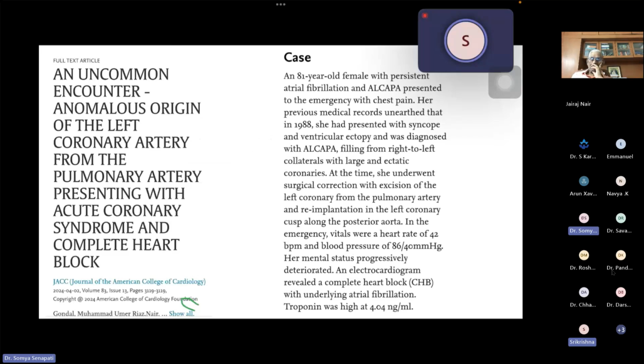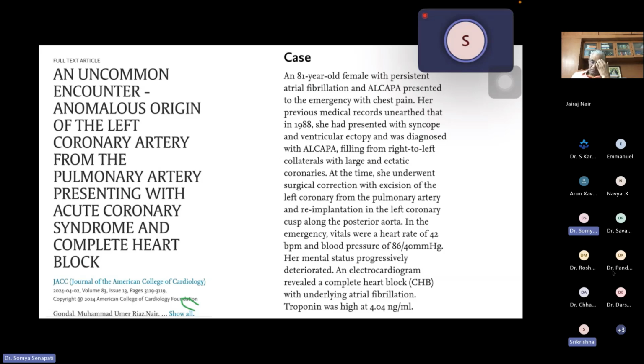The third case report is from the same journal: an uncommon encounter, anomalous origin of the left coronary artery from the pulmonary artery presenting with acute coronary syndrome and complete heart block. This is an 81-year-old female with persistent atrial fibrillation and ALCAPA who presented to the emergency department with chest pain.